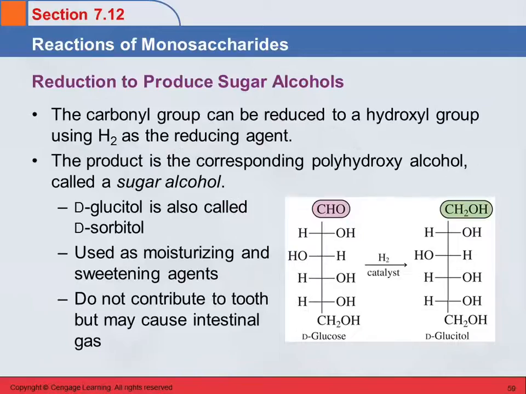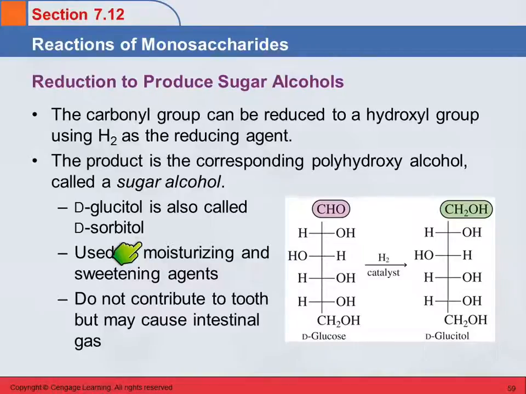Another thing that can happen is reduction. That carbonyl group can be reduced to a hydroxyl group. So remember, alcohols could be oxidized to aldehydes, and aldehydes can be reduced back to alcohols. So if we have glucose here and we reduce this, then we get an alcohol. Well, it's a polyhydroxy alcohol. It's got alcohol groups all over the place. And this is called a sugar alcohol. So this would be glucitol, and it's related to glucose. Its other name is D-sorbitol.